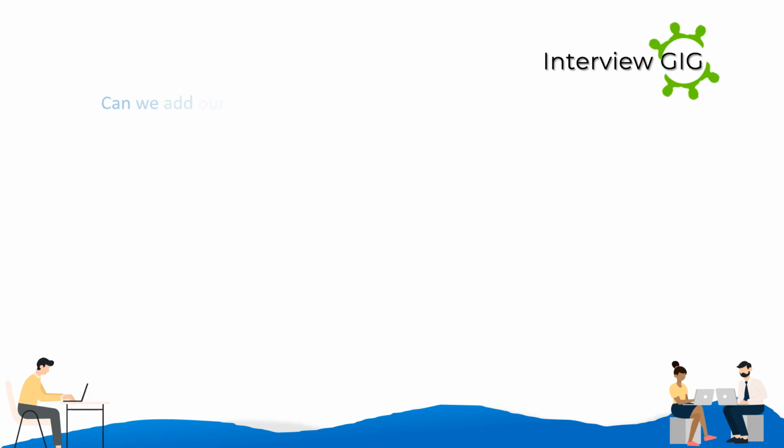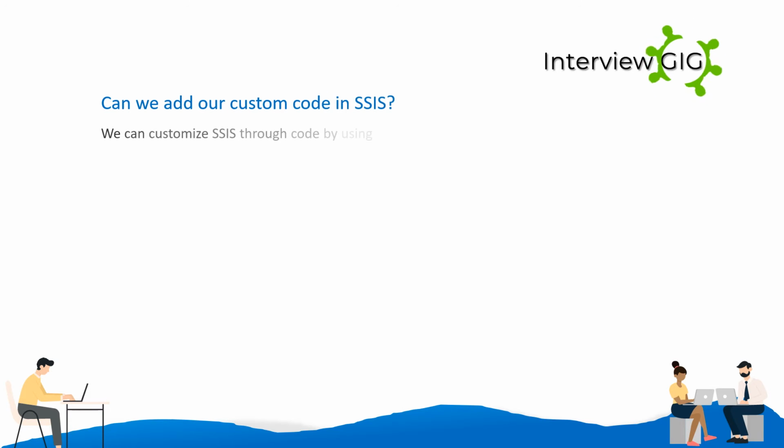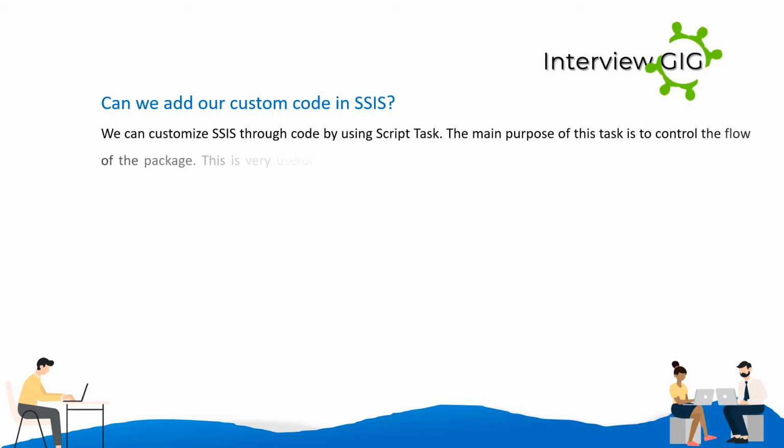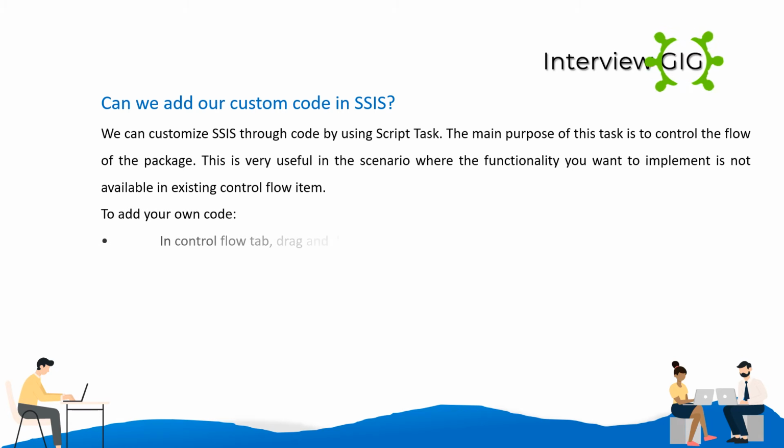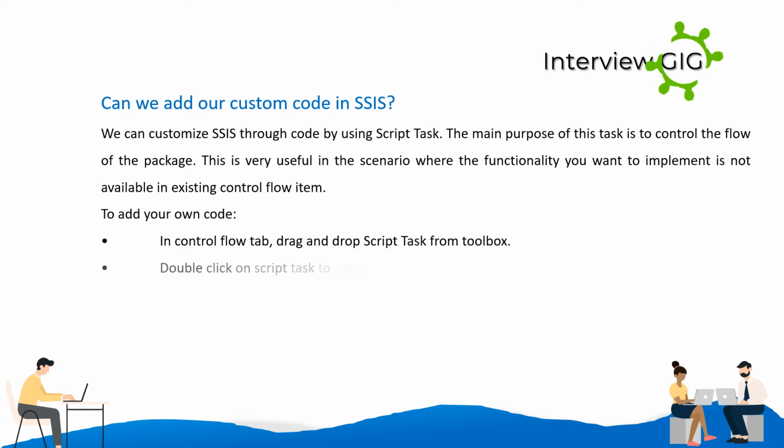Can we add our custom code in SSIS? We can customize SSIS through code by using script task. The main purpose of this task is to control the flow of the package. This is very useful in the scenario where the functionality you want to implement is not available in existing control flow items. To add your own code, in Control Flow tab, drag and drop script task from toolbox. Double-click on script task to open and select Edit to open script task editor.